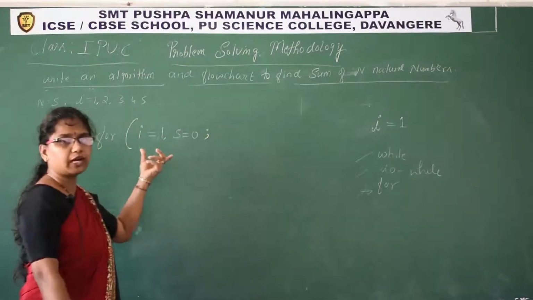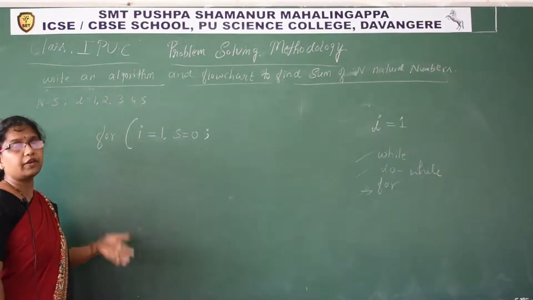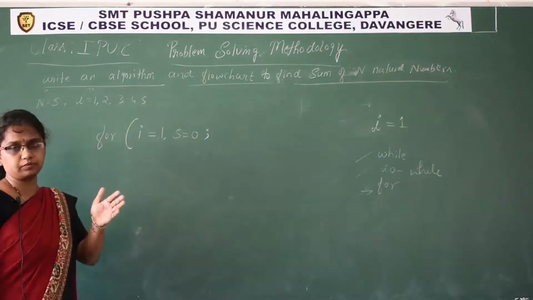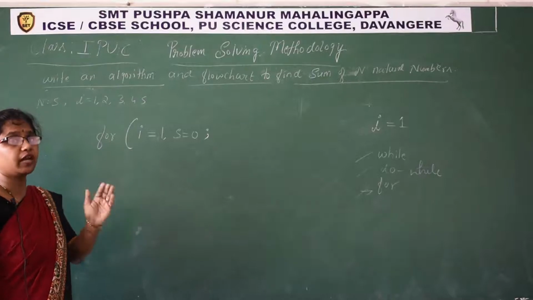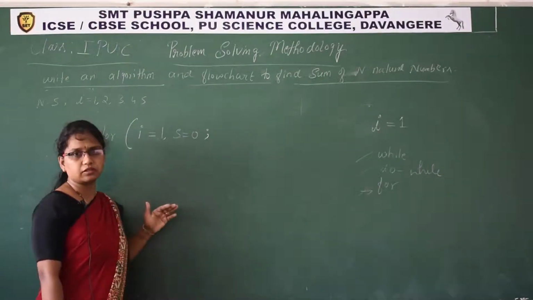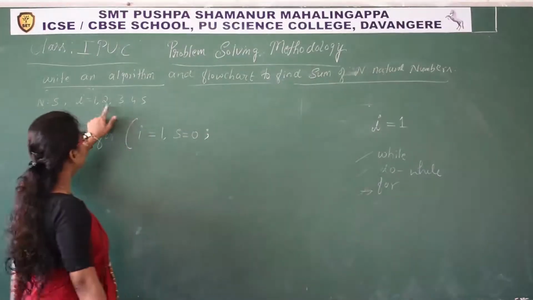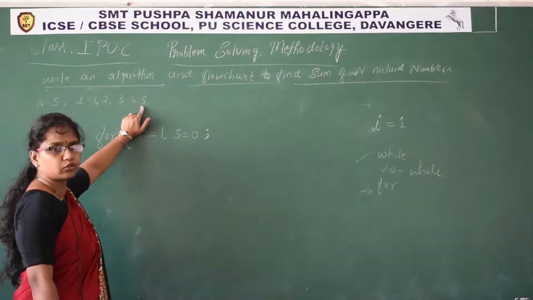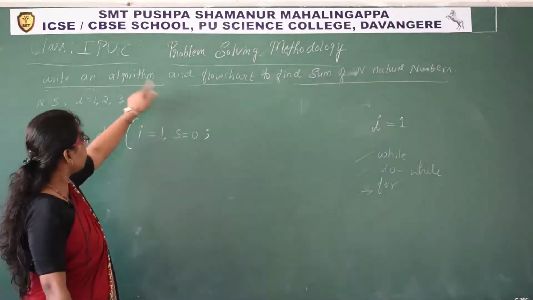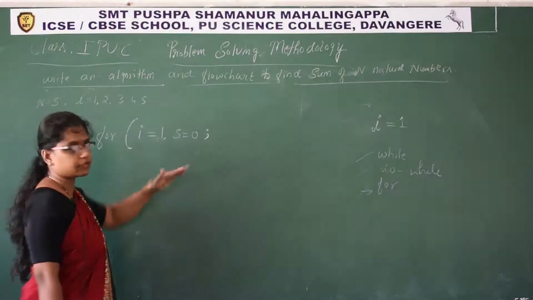Now you have to put the condition. How long do those statements have to execute? When I value becomes 5, it has to execute. When I exceeds 5, then it stops that calculation, isn't it? When I is 1, it has to perform calculation, 2, 3, 4, 5, up to 5, it has to execute. When I exceeds 5, then it stops executing those statements.